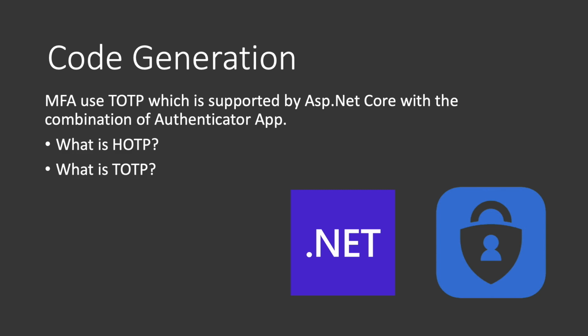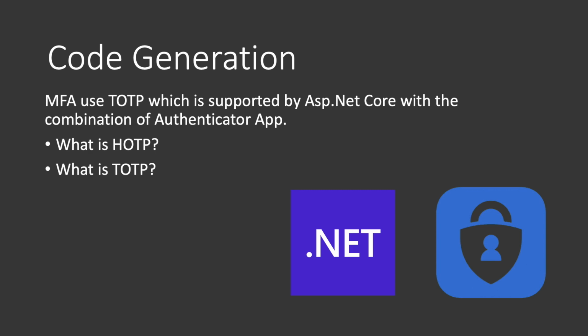So, code generation. Multi-factor authentication uses TOTP, which stands for time-based one-time password algorithm, which is supported by ASP.NET Core, in combination with an authenticator app in order to have multi-factor authentication. But what is TOTP and what is HOTP? HOTP is an HMAC-based one-time password algorithm, and TOTP is based on HOTP with a different combination. We're going to delve more deeply into what this means and how they work together.